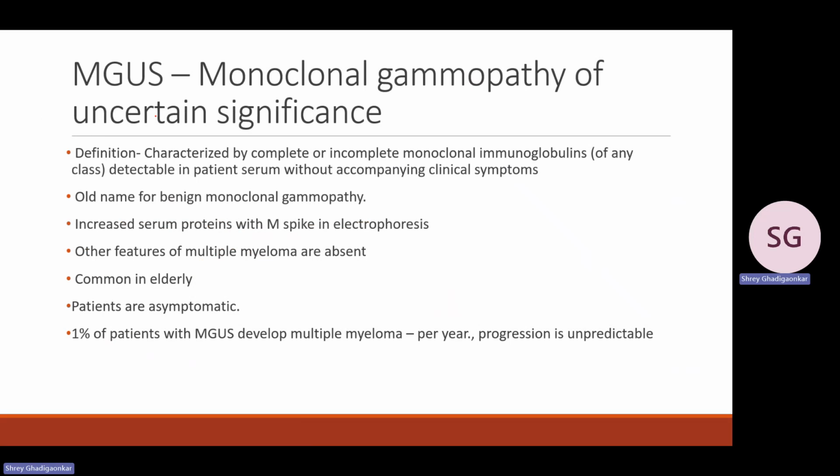Then you have MGUS, which stands for monoclonal gammopathy of uncertain significance. It is characterized by complete or incomplete monoclonal immunoglobulins detectable in patients without accompanying clinical symptoms. The main difference between MGUS and multiple myeloma is that there is no pathologic clinical manifestation in the case of MGUS. There are no lytic lesions, no hypercalcemia, no amyloidosis, no Bence-Jones proteinuria. The only thing is the M spike in the electrophoresis, and other features of multiple myeloma are absent. Therefore, it's important to discriminate this from multiple myeloma by checking all the other signs of multiple myeloma. Patients are usually asymptomatic, and in rare cases, 1% of the patients might develop into multiple myeloma.